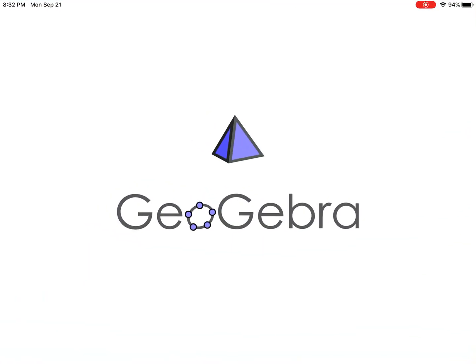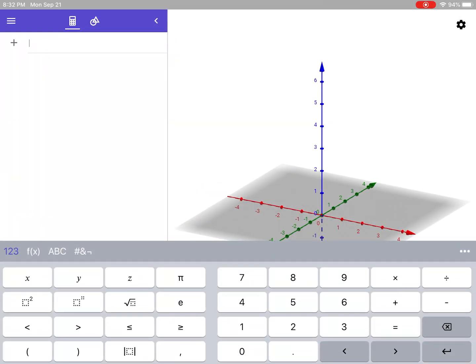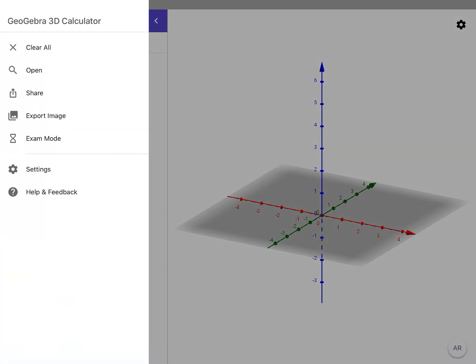Where did that thing go? There it is. Oh no, where's my file?